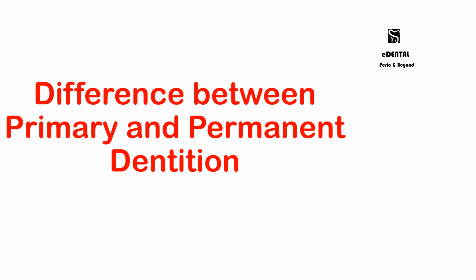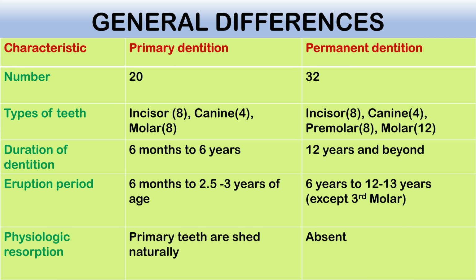Today we will learn the difference between primary and permanent dentition. Let's break it down into three key aspects, that is general, morphologic and histologic difference. Let's begin with general difference.